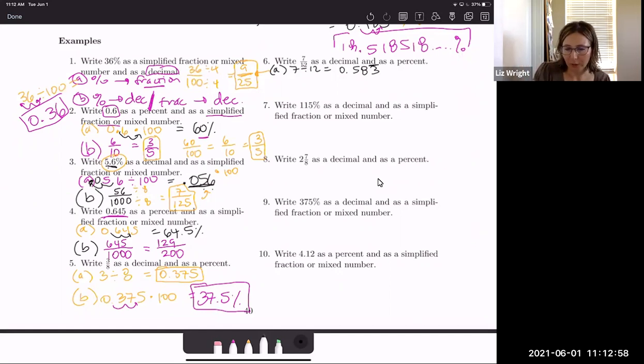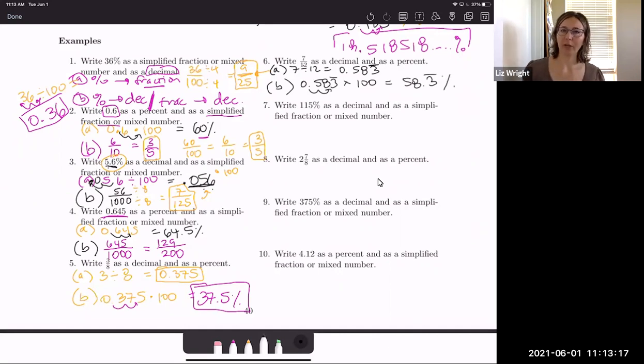And then we're changing it into a percentage. So again, I'm going to take my decimal that I already have, and I'm multiplying it by 100. And that is going to give me, move the decimal over 2 places. That is going to give me 58.3 repeating. And make sure you don't forget to put that 3 repeating, and then don't forget your label too, the percentage.